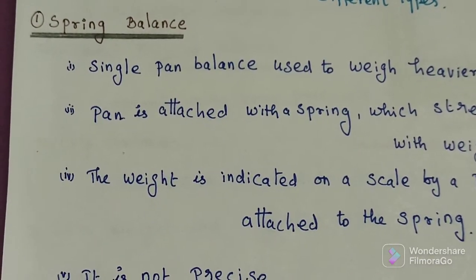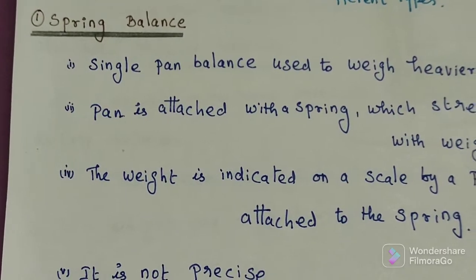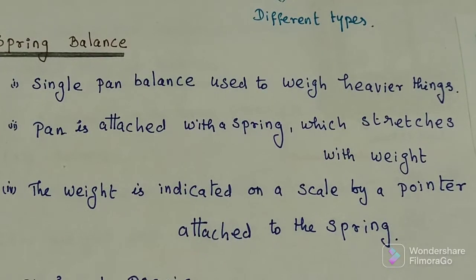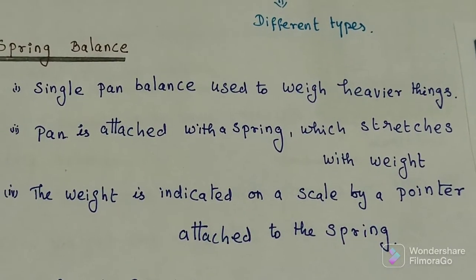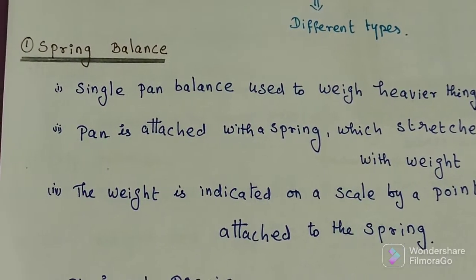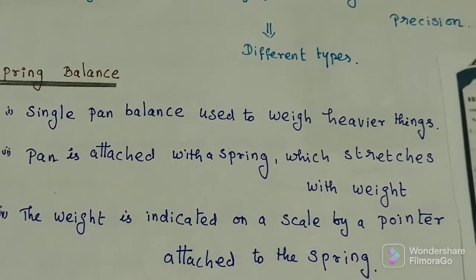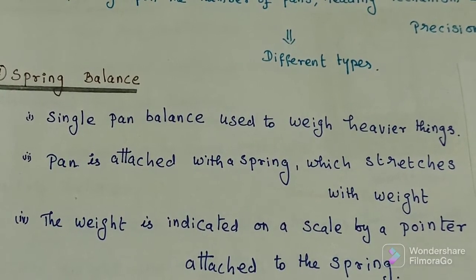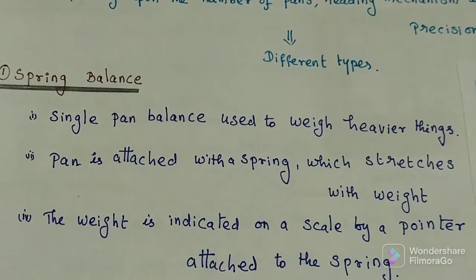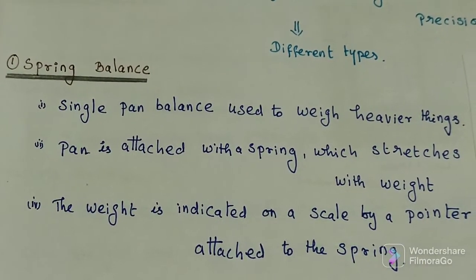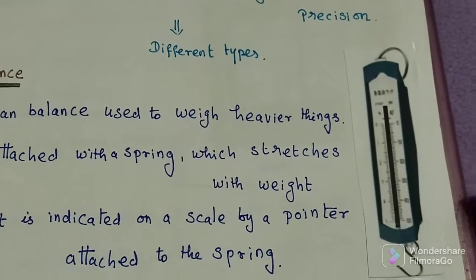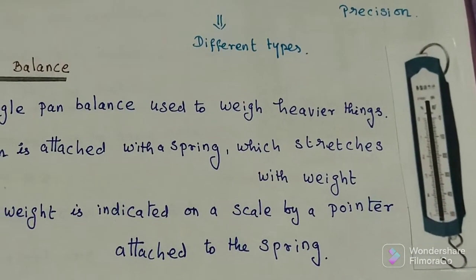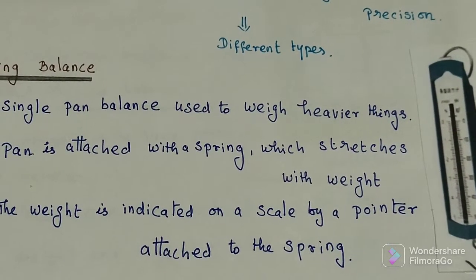Mechanical balance, first one, spring balance. It is a single pan balance used to weigh heavier things. The pan is attached to a spring, and it stretches when weight is put into it. The weight is indicated on the scale by a pointer attached to the spring.